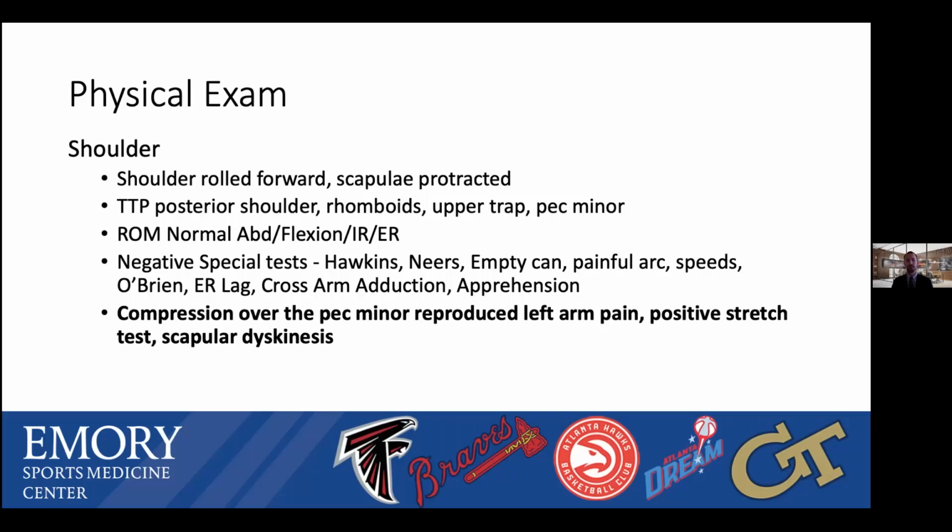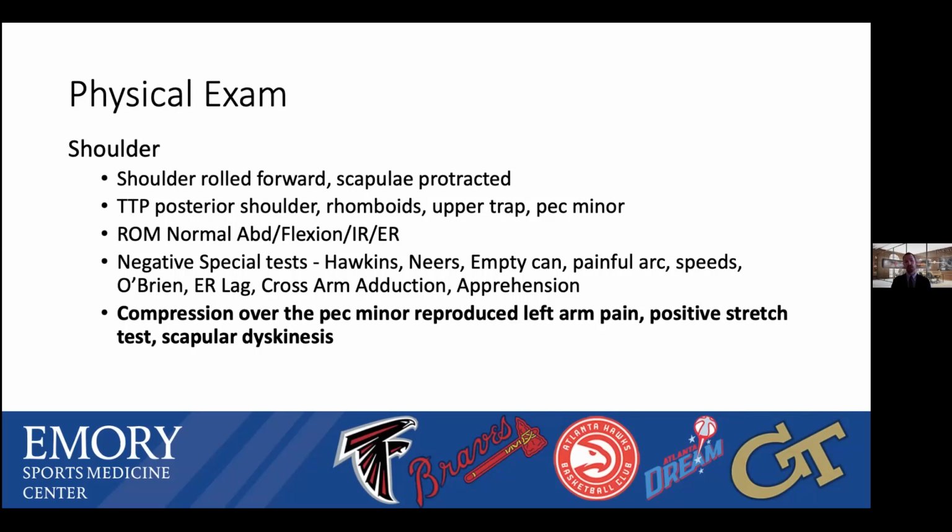So when we took a look at her shoulder, her shoulders were rolled forward, and her scapula was a bit protracted. She had some tenderness to palpation in the posterior shoulder and the rhomboids, and also within that upper trap, but she was pretty tender over that pec minor. Her range of motion overall was normal, and special tests were non-contributory in this case. But when we compressed the pec minor, it reproduced her left arm pain. And then when we outstretched her and hyperabducted the arm, it reproduced her symptoms.